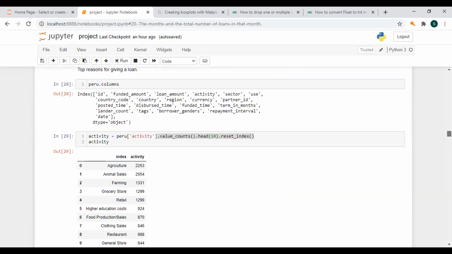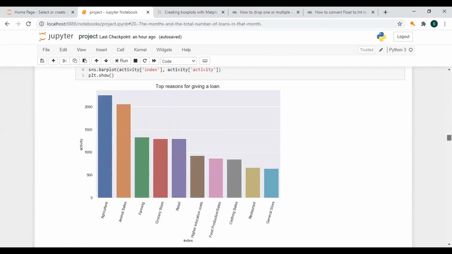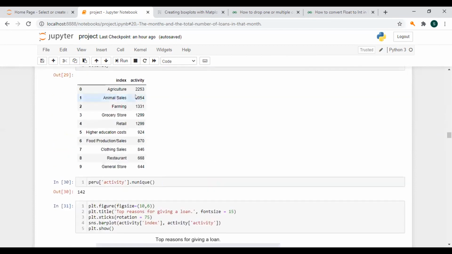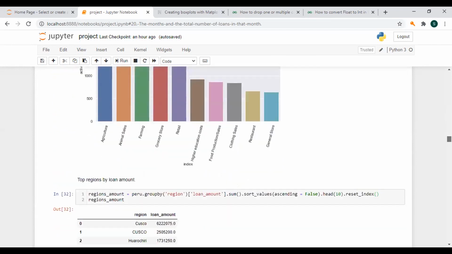Then I just went ahead to know more about that. Then top reasons for giving the loan. I did a bar plot using seaborn, and agriculture was actually topping. Then the sale of animals, farming going downwards, grocery up to the ninth, the 10th one, which was general store. So if you visualize that, agriculture is still the one there with the most colors.